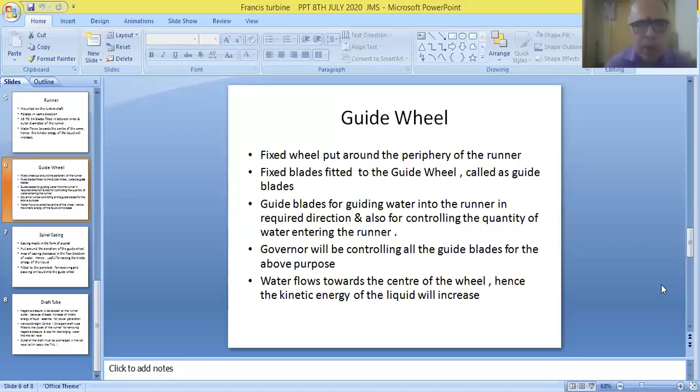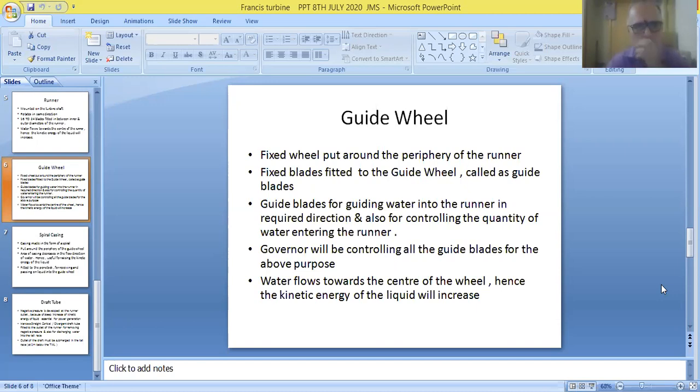So friends, we have talked about the guide wheel mechanism. This is the fixed wheel put around the periphery of the runner. A number of blades are fitted to the guide wheel. They are fixed in position, called guide blades. And of course, the guide blades are free to move about their centers. A governor is used for controlling the blades of the guide wheel.